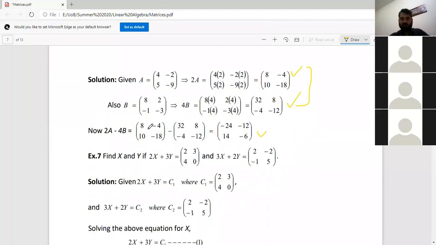Before going to the last step, I can write one step in between with 2 times A and 4 times B, multiply, and then subtract. So it's your choice whether you want to find 2A and 4B separately and then subtract, or you can just start with 2A minus 4B, multiply in one step, then subtract and write the final answer. Once you have practice, you can skip these steps and write your answers in one go.